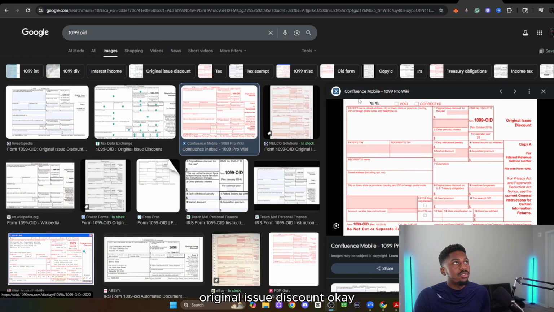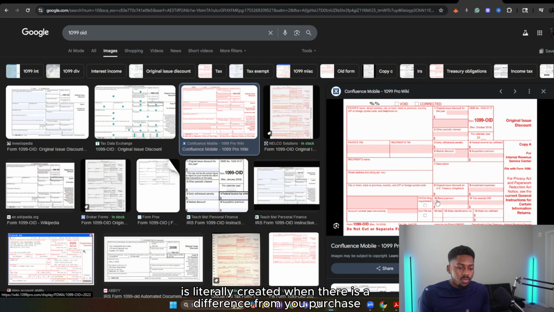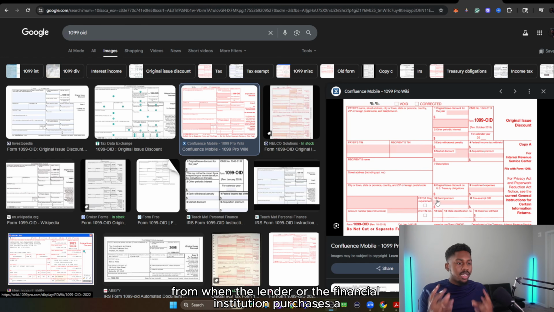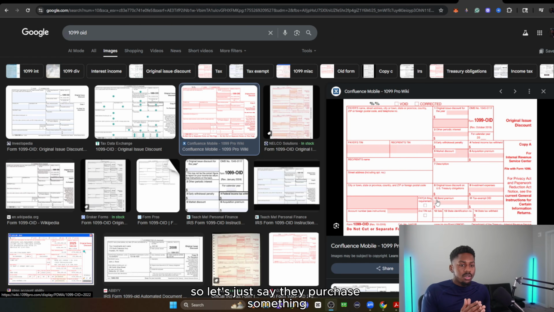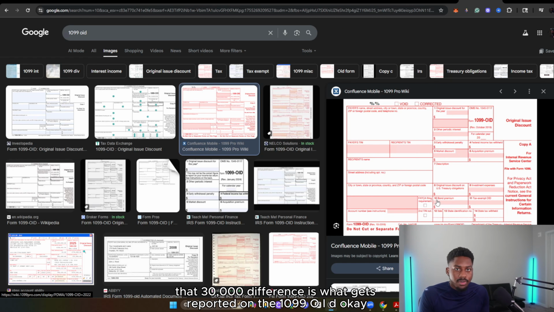Okay, original issue discount. Now for those of you who don't know, the OID is literally created when there is a difference from when the lender or the financial institution purchases a bond or note or security to what it is worth when it matures. Okay, so let's just say they originally issued a bond for 70,000, but then they end up selling it for 100,000. That 30,000 difference is what gets reported on the 1099 OID.